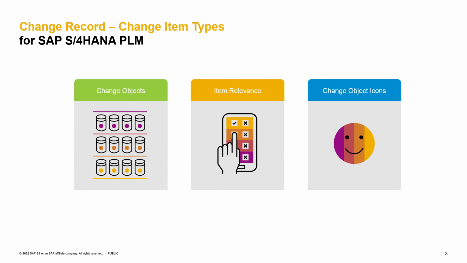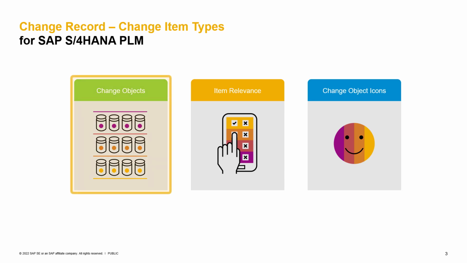Change items are defined as a different kind of SAP objects, like materials, BOMs, recipes, or inspection plans. The maintenance of these change items happens per change record type, and they are available in the item tab of our change record. In general, we need to execute three activities to make our change items available in the change record.